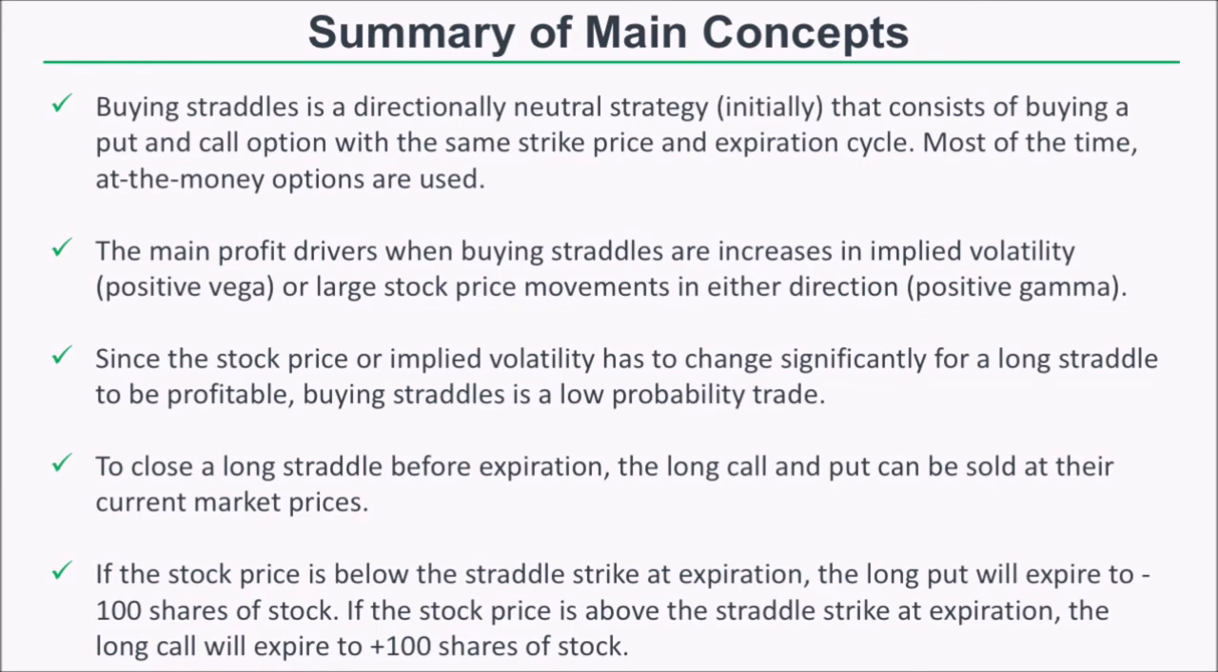Now, since the stock price or implied volatility has to change significantly for a long straddle to be profitable, buying straddles is a low probability trade. Now, to close a long straddle before expiration, the long call and put can be sold at their current market prices to lock in profits or losses. And lastly, if the stock price is below the straddle strike at expiration, the long put will expire to negative 100 shares of stock, and if the stock price is above the straddle strike price at expiration, the long call will expire to plus 100 shares of stock. So if you don't want a stock position at expiration, you're going to have to close your long straddle before it expires.